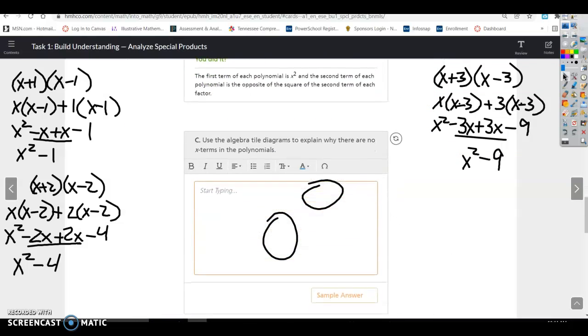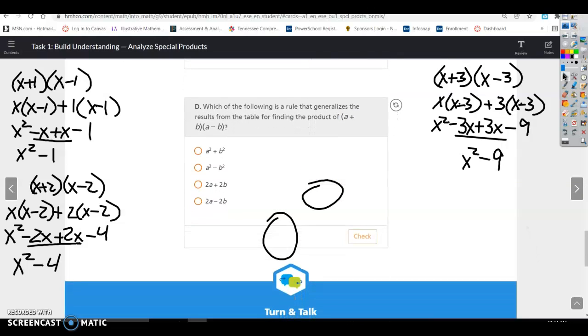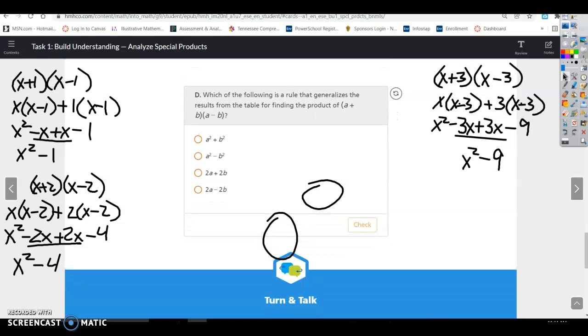All right, with circles in the middle of the page, which of the following is a rule that generalizes the result from the table for finding the product of a plus b times a minus b? All right, so a plus b and a minus b is going to always produce a squared minus b squared.